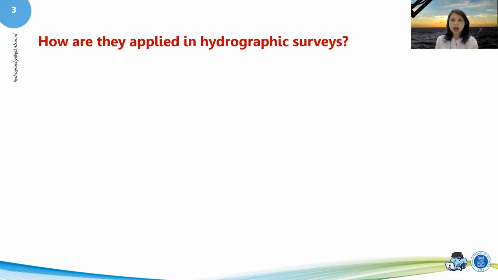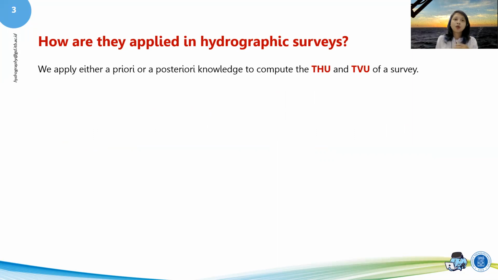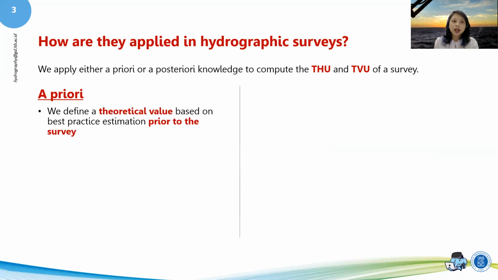So how do we apply a posteriori and a priori in hydrographic surveys? We apply both types of knowledge when we compute THU and TVU of a survey. For a priori, we define a theoretical value based on the best practice estimation prior to the survey. For example, if we are going to a survey, we've got one positioning system, and then we will have an INS, then we will have our own transducer, and maybe other measurement instruments like a magnetometer. Maybe we will have side scan sonar. We will count the uncertainty of each instrument, and then we will predict the theoretical value of the THU that we will have if we've got certain numbers of instruments.